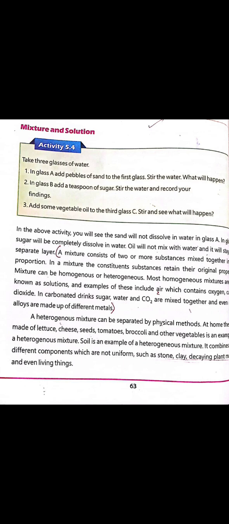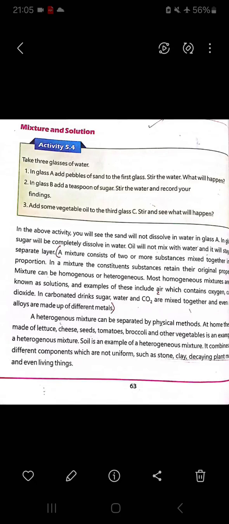Soil is also an example of a heterogeneous mixture, because the soil consists of clay, stones, and decaying matter. So, soil is also an example of a heterogeneous mixture.